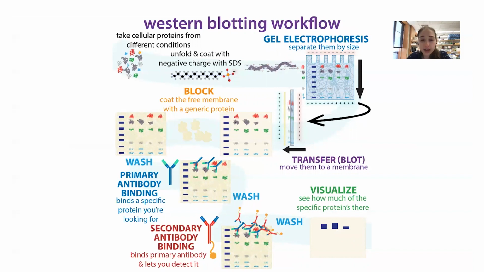So we block it by coating the free membrane with a generic protein. Often we use BSA or fat-free milk powder. Milk has this protein casein that's really abundant, and so it's nice and cheap and useful, and it'll block the background.